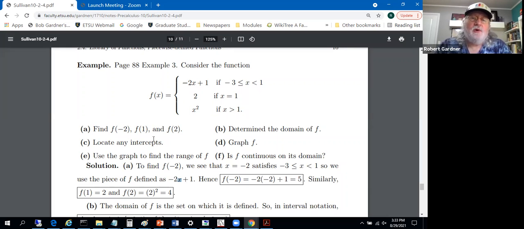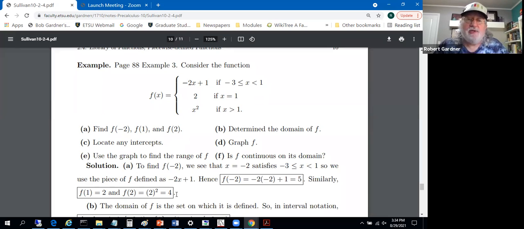How about the other pieces? F of 1. Well, plug in 1 for x. But in which piece? X equals 1, use this piece. We plug in 1 for x and we get out 2. No x is there for me to use. When x equals 1, you get out the value 2. F of 1 is 2. F of 2, where does 2 live? It's not between -3 and 1. It's not 1. It's this one. 2 is bigger than 1. So use this piece and plug x equals 2 into that piece. So f of 2 is 2 squared, and that's 4.